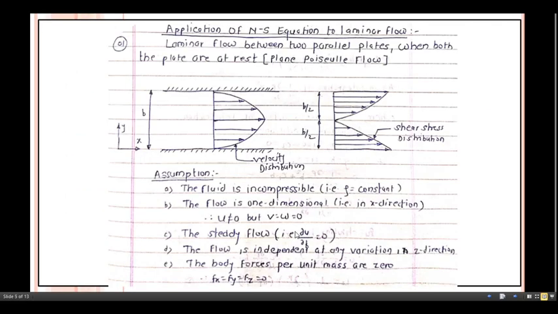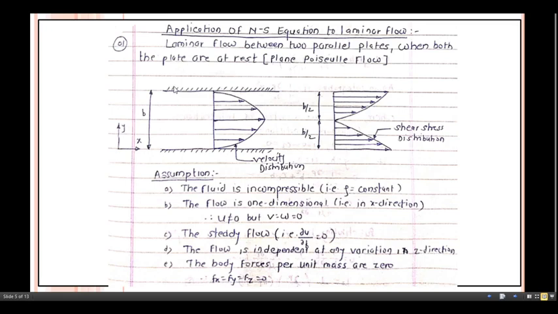So let us start the application of the Navier-Stokes equation to laminar flow. This is the first case, laminar flow between two parallel plates when both plates are at rest, that is plane Poiseuille flow. Now this is nothing but the velocity distribution, the flow through parallel plates.